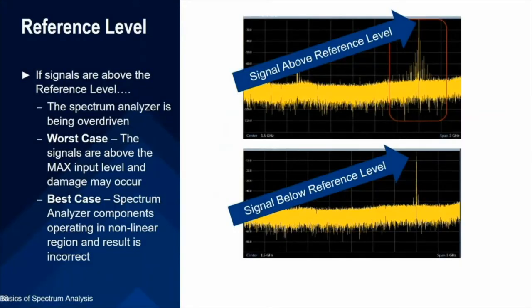Let's talk a little bit more about the reference level. Again, if it's off the display, like you see up here in the top right-hand corner, essentially the spectrum analyzer is being overdriven. Worst case, signals above the max input level can end up causing damage, like I mentioned. But even best case, the components, as we talked about, are going to be in their nonlinear region, and so you're going to get less accurate or incorrect measurements. That's something you want to avoid, and you avoid it by setting your reference level just slightly below the top of the display.